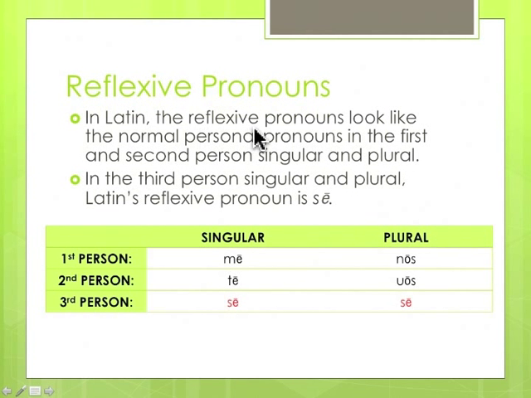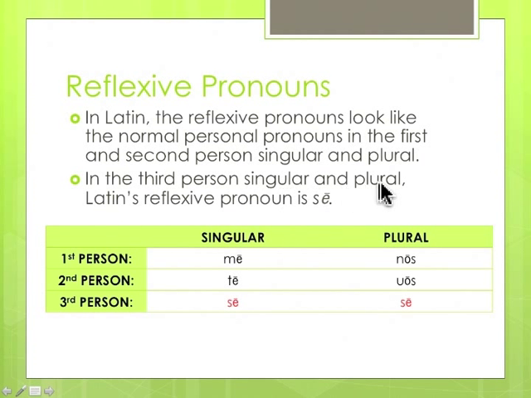In Latin, the reflexive pronouns look like the normal personal pronouns in the first and second person singular and plural. You'll see them down here. I'm using accusative forms of the pronouns here because logically we'll discover reflexives cannot exist in the nominative. But these forms, me, te, nos, and vos, are the forms of the personal pronouns for the first and second person singular and plural that you learned long ago. So Latin uses the same words for the personal pronouns and for the reflexive pronouns in these forms.